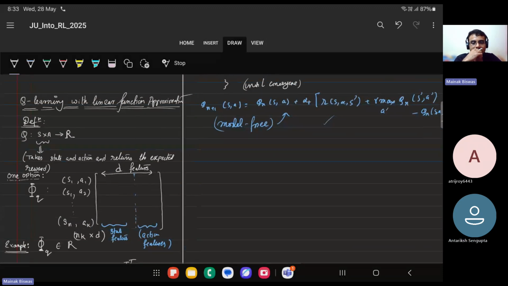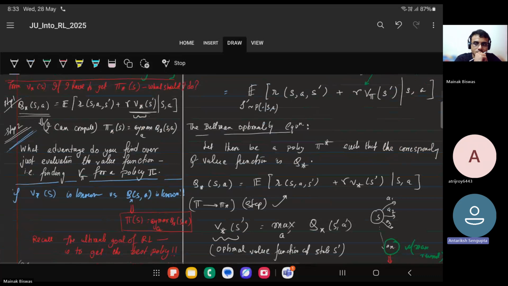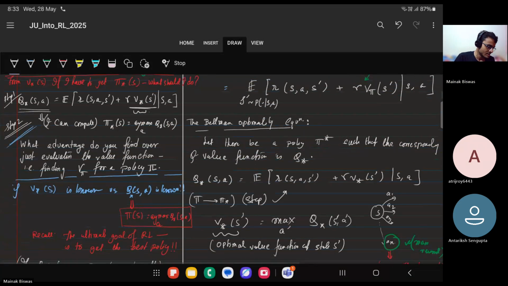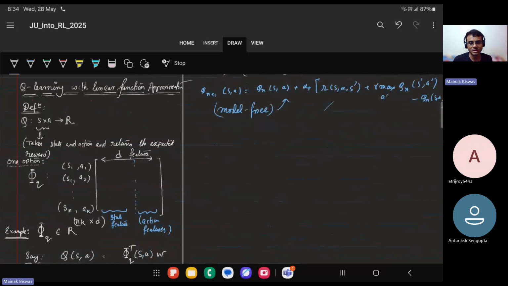I'll go through all the actions and make an array of Q star of S comma I, which would be one cross the action space, and then I'll select the max of that array. Correct. So for every state, you will look over all the action space and try to get the best action. Anyways, you have to compute the Q value function if you have to calculate the best policy. Therefore, people directly learn the Q value function.